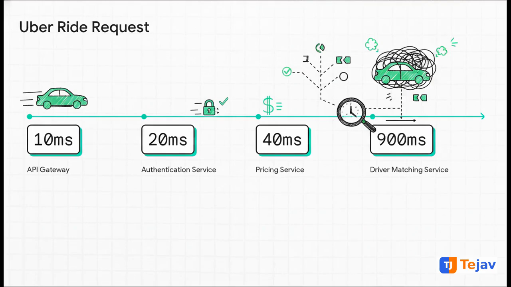Imagine an Uber ride booking request becomes painfully slow. Without tracing, finding the culprit could literally take hours. But with distributed tracing, engineers can instantly see the breakdown. The API gateway took 10 milliseconds. Authentication took 20. Pricing took 40. But wait, the driver matching service took 900 milliseconds. Boom, the bottleneck is immediately exposed.